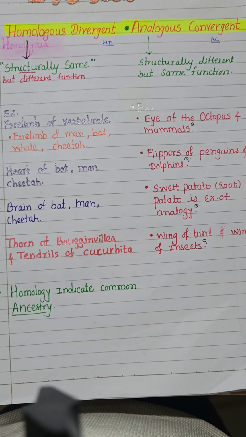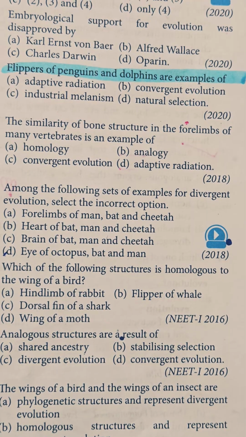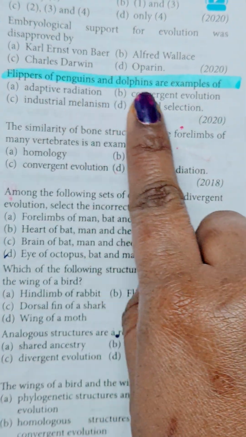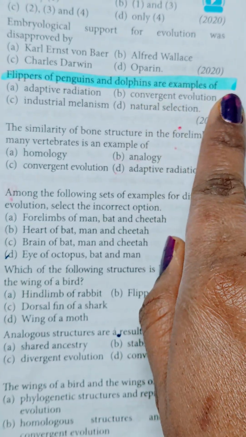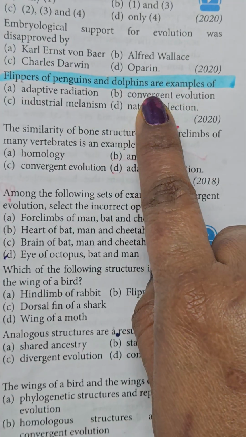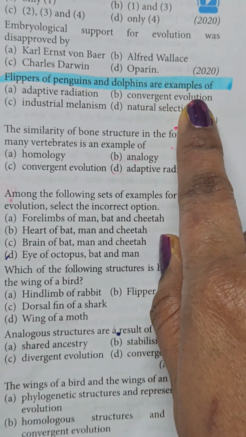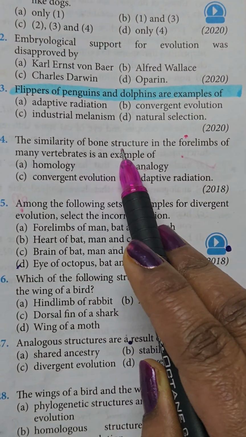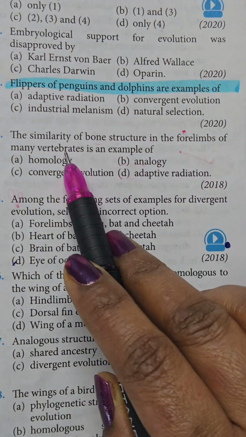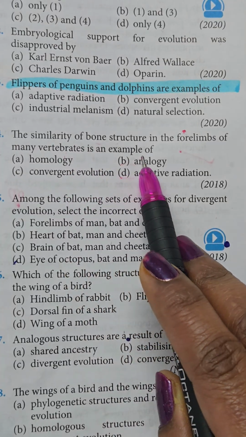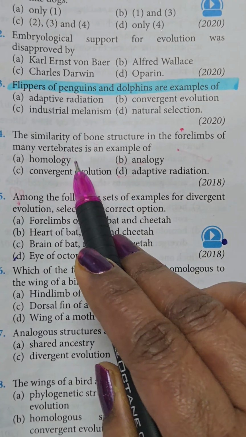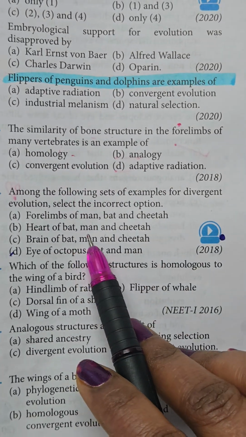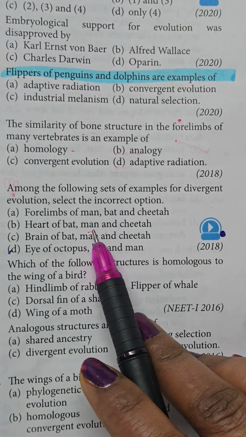I'll show you some questions. Tell me student, flippers of penguins and dolphins are an example of, yes, this is an example of convergent evolution. Next question is, similarity of bone structure in the 4 limbs of many vertebrates is an example of. Similar structure means homology, right? Now answer this question and comment to me.